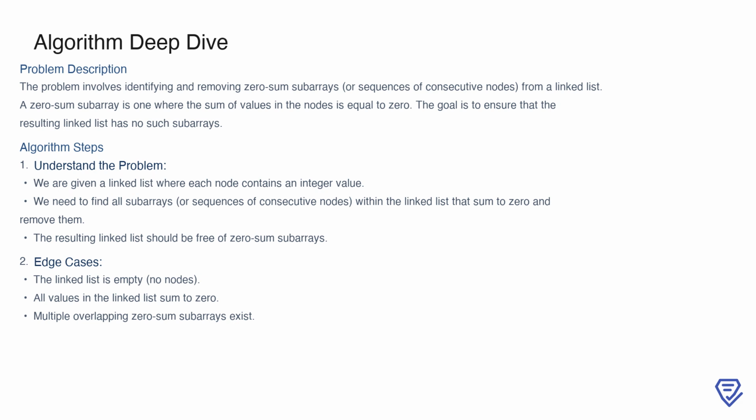There are also edge cases to consider, such as when the linked list is empty, when the entire list sums to 0, or when there are overlapping zero-sum subarrays. These scenarios require careful handling to ensure the algorithm behaves correctly in all situations.